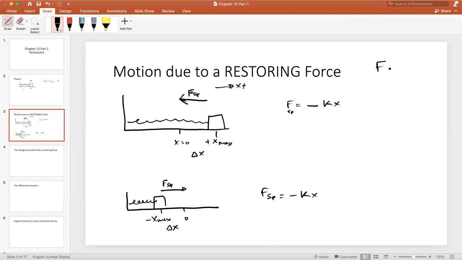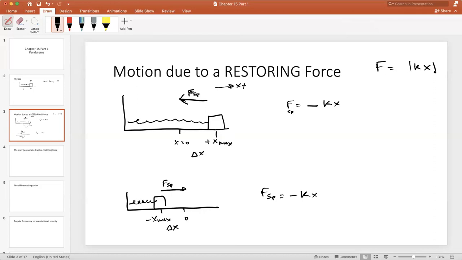So this restoring force always has a magnitude of some spring constant k times x, but it's also always negative because it's always trying to fight the displacement of the object. The force is always opposite of the displacement. That's why it's a restoring force. This actually models any system that, when you perturb it or move it a little bit away from equilibrium, tries to move back to equilibrium.